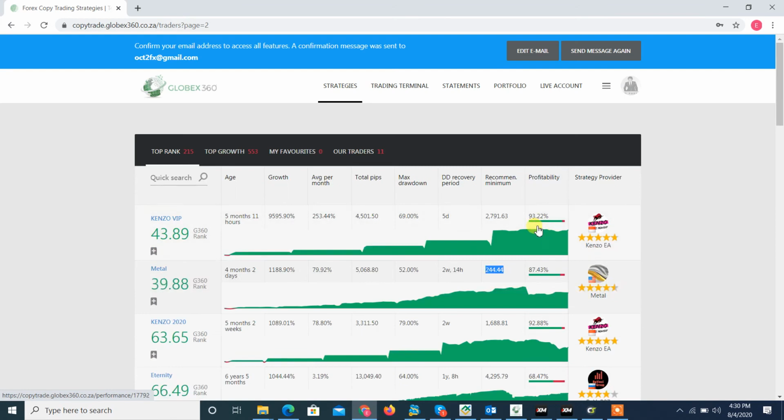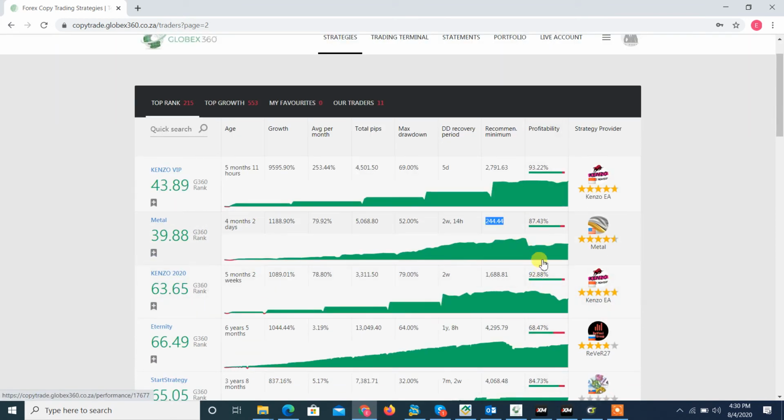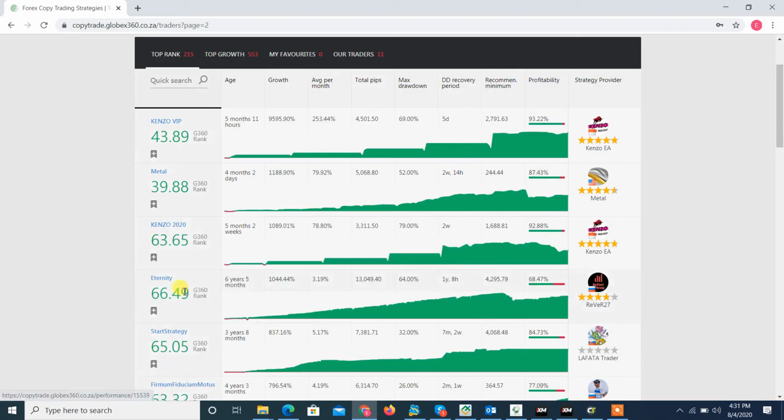Again, the profitability doesn't necessarily mean that the person is going to make more growth. For example, you find Kenzo on his second account here has a higher profitability rate than Metal, but Metal has more growth. Another example of this is Eternity. He has a 68% profitability rate, but he's got more growth than this guy, Star Strategy, who has 84% growth.